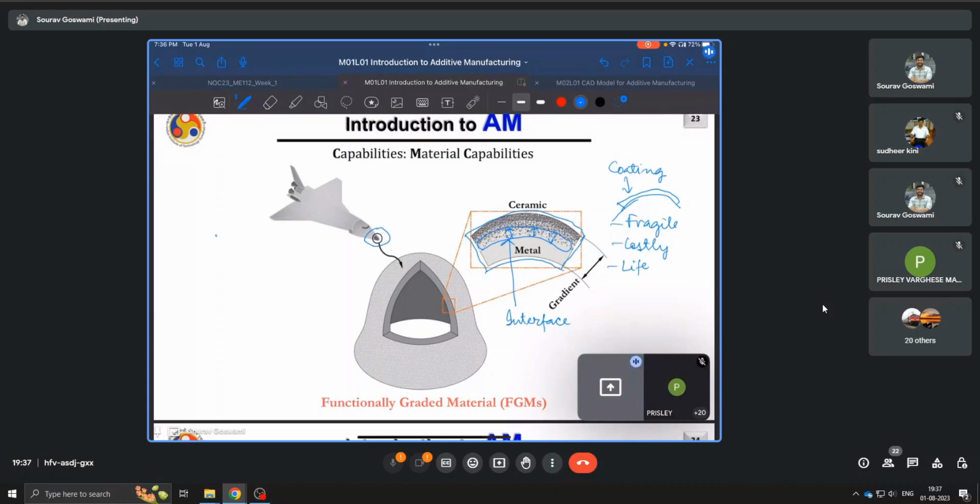It can be gradual, or I mean, this is more like the ideal case. More realistically, your composition will vary something like this because there are dilution and other effects coming into play. And this interface is also the region where you'll observe most of the defects, say cracks or lack of fusion pores.